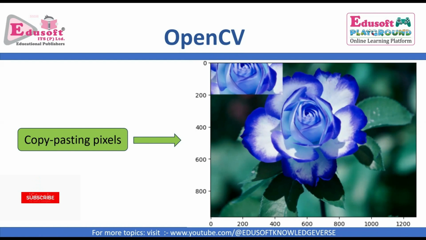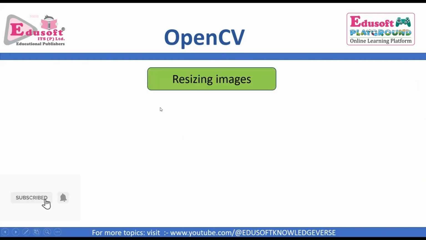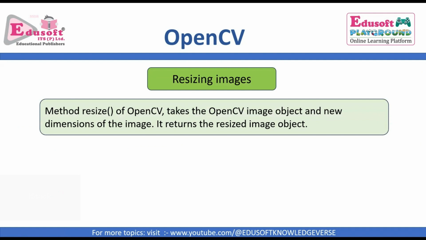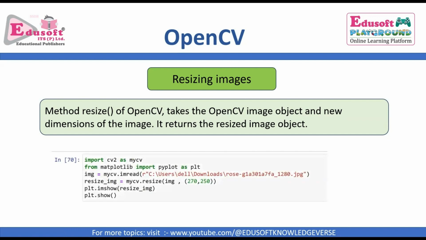Now coming to the next one, that is resizing images. The resize method of OpenCV takes the OpenCV image object as a reference and the new dimensions of the image as an argument. It returns the resized image object. You can see the syntax here: resize image equals mycv.resize. So what method of the OpenCV library are we going to use here? We are going to use the resize method of the OpenCV library.